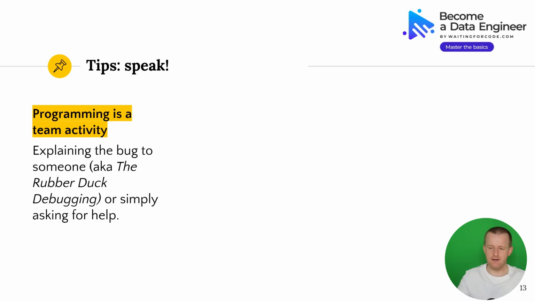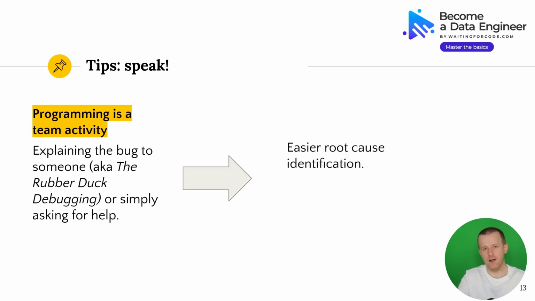And finally, there's this tip about speaking. So programming is a team activity, and when you explain the bug to someone, which is also known under the rubber duck debugging term, or simply when you ask a more experienced person for help, you will definitely be able to understand the problem and fix it much faster, and eventually identify the root cause also much more easily.